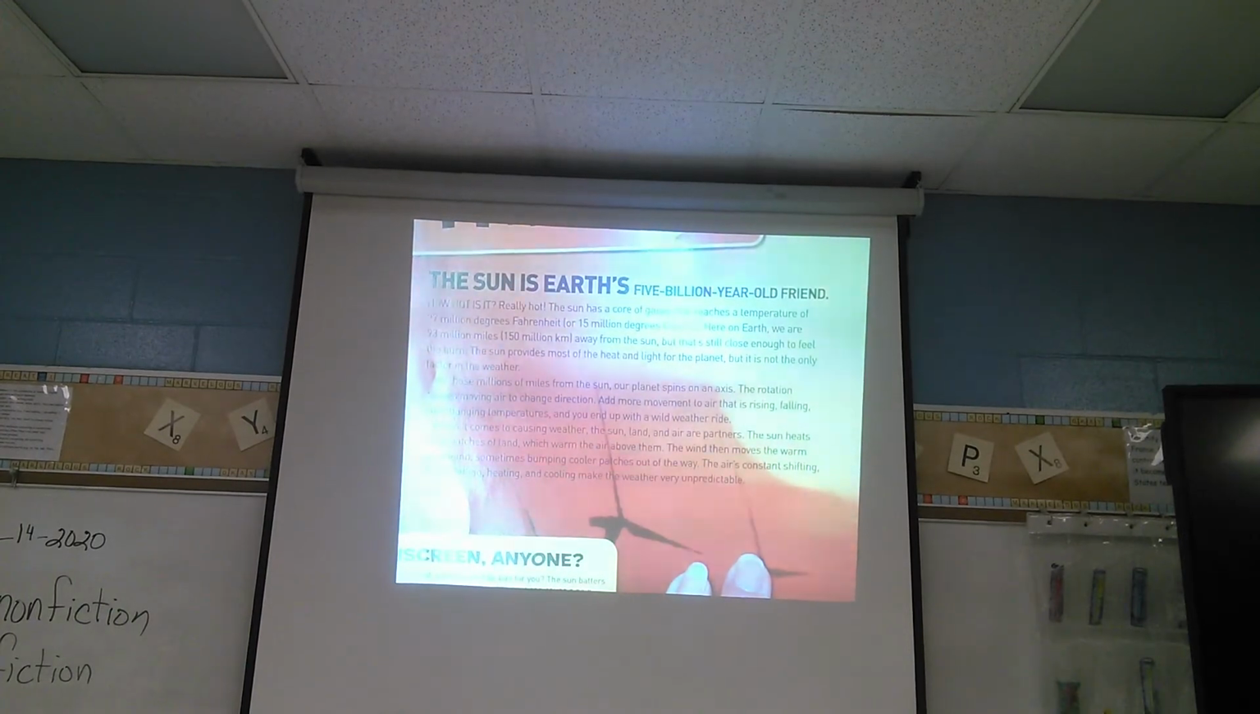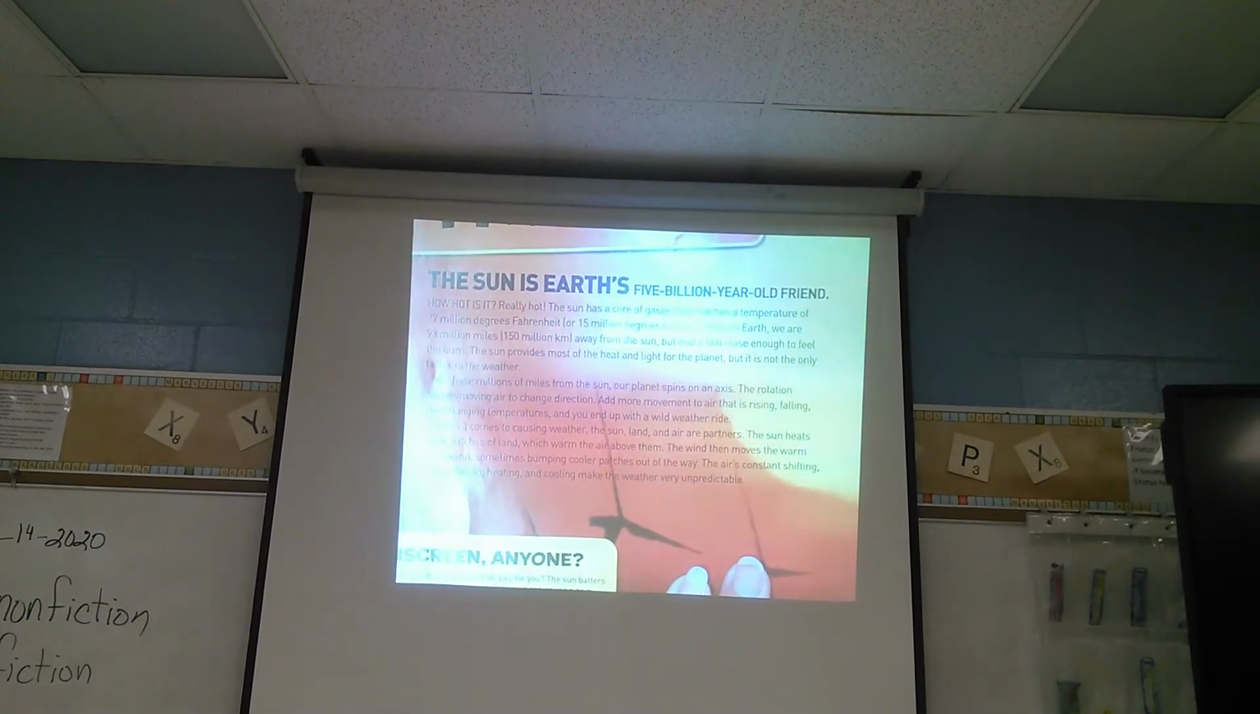The sun provides most of the heat and light for the planet, but it is not the only factor in the weather. All those millions of miles from the sun, our planet spins on an axis. The rotation causes moving air to change direction. Add more movement to air that is rising, falling, and changing temperatures, and you end up with a wild weather ride.